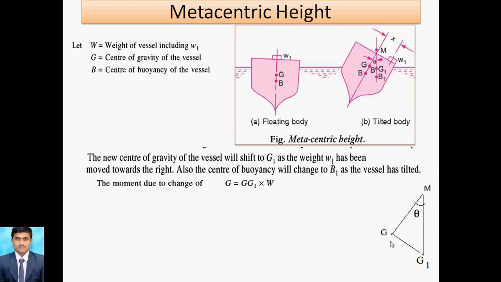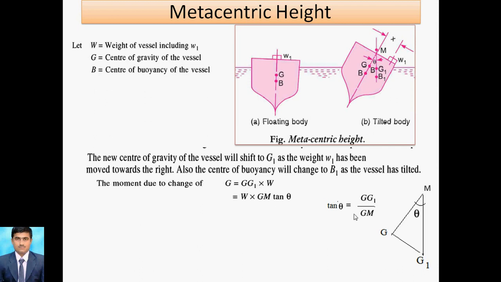Now as we know what the GG1 value is, if you take tan theta, what will happen? Tan theta is equal to the opposite side to the adjacent side. So here tan theta is the opposite side, that is GG1, and GM is the adjacent side, so we take GM. So instead of the GG1 value it becomes GM tan theta. So I write W as it is, and instead of GG1 I write GM tan theta.